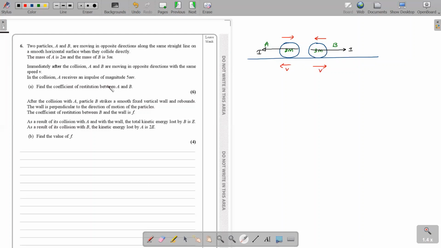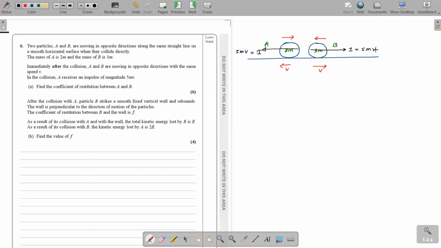Now, though they say here impulse on A, does it mean that it's any different for the impulse on B? No, these are equal and opposite forces. So basically, both of these impulses are 5mv, not only on A, but the one on B as well. Okay. So in the collision, A receives an impulse of magnitude 5mv. Find the coefficient of restitution between A and B. They want you to find restitution.